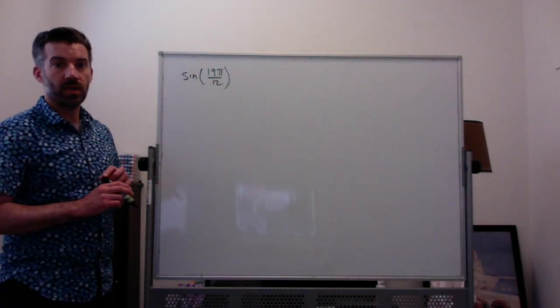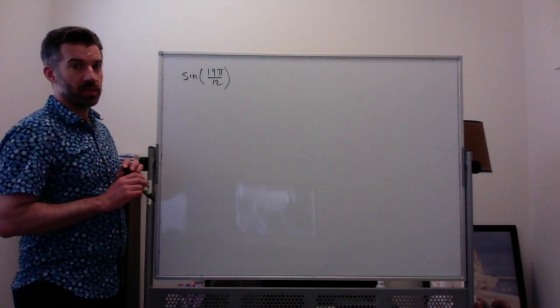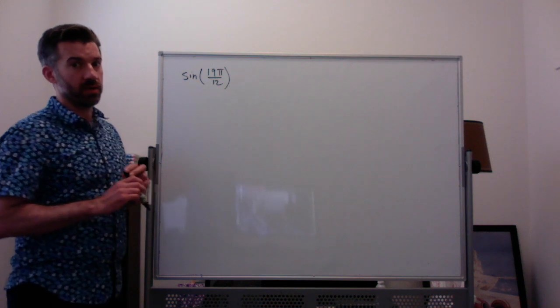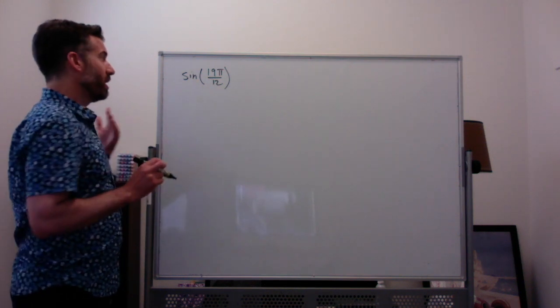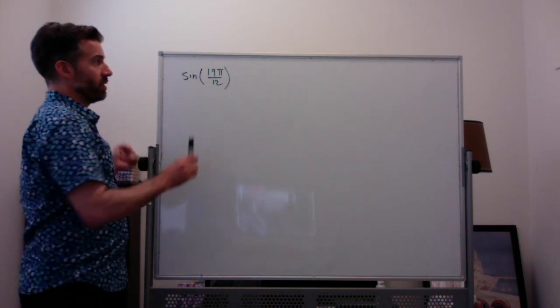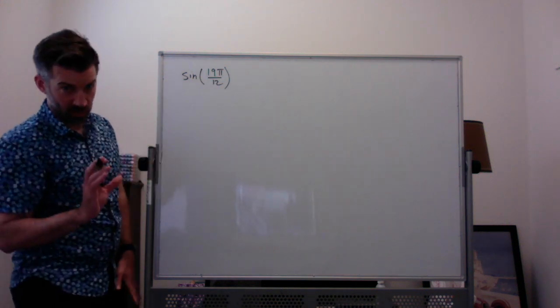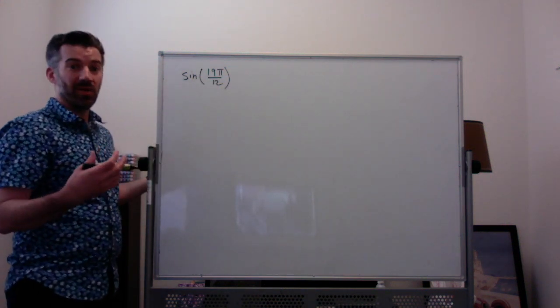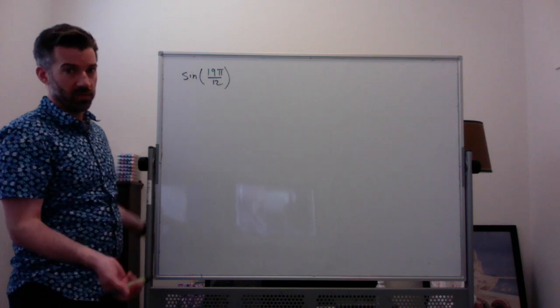Hi Math C students, here are a couple more examples of using the angle sum or difference formulas to evaluate sine and cosine of some new angles. Again, whenever you see an angle that's something pi over 12 and it doesn't reduce, that's when you're going to know that you should be using the angle sum or difference formulas.